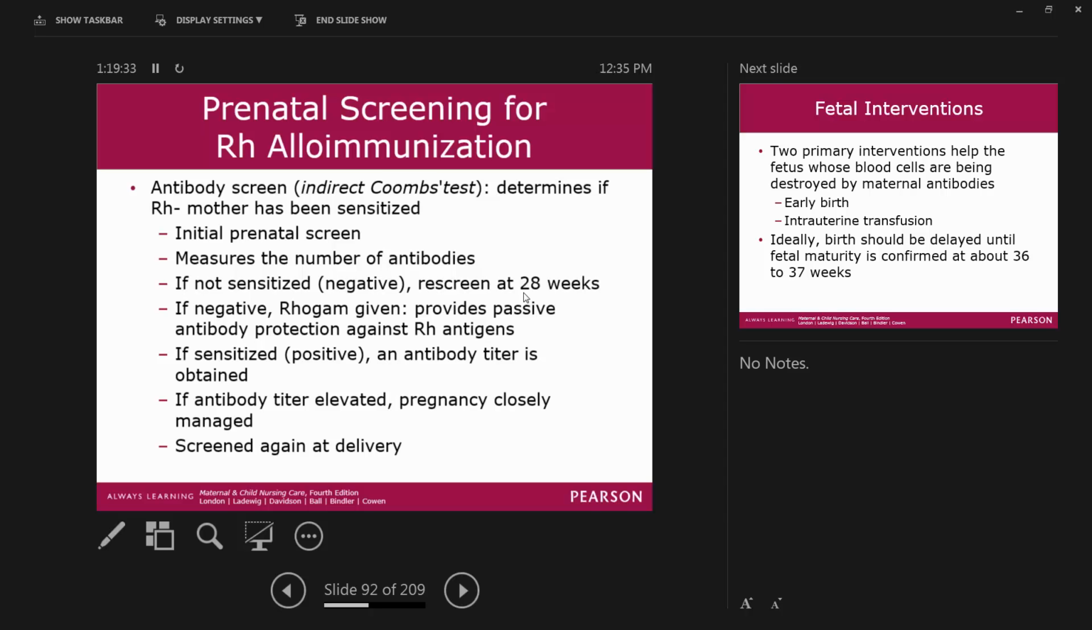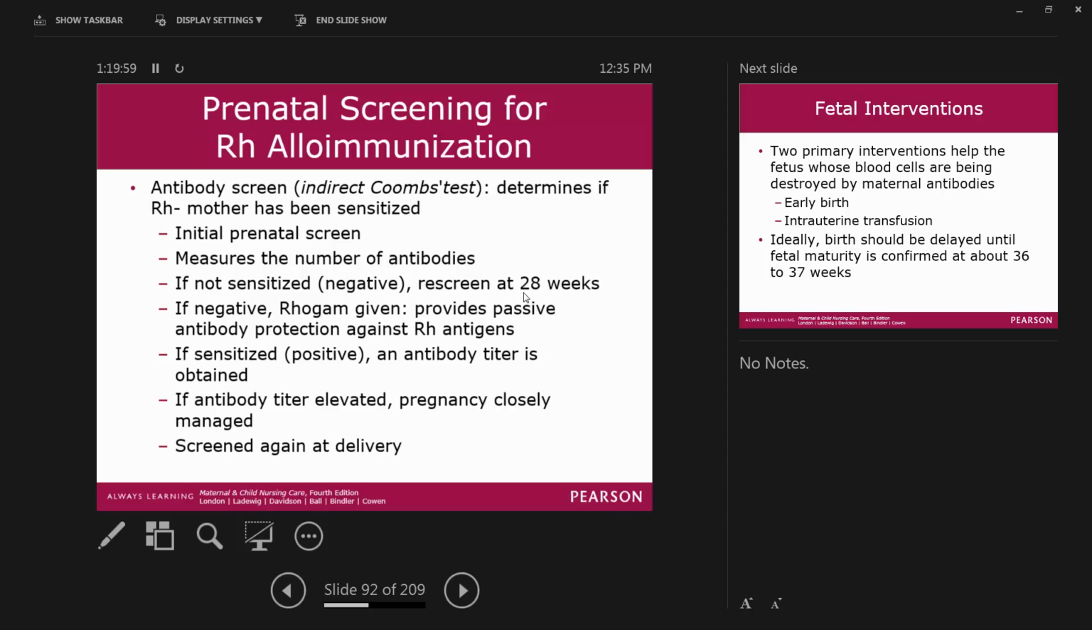so we find out she's Rh negative. We do the antibody screen. It's an indirect Coombs test is what it's called. If that test is negative, that means she has not been sensitized, then we will rescreen again at 28 weeks. And then at 28 weeks, if it's the same, then we'll go ahead and give the RhoGAM.